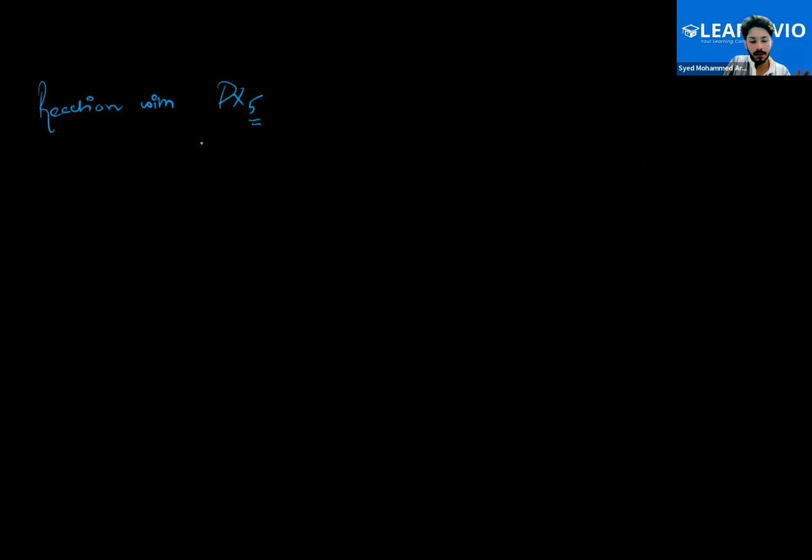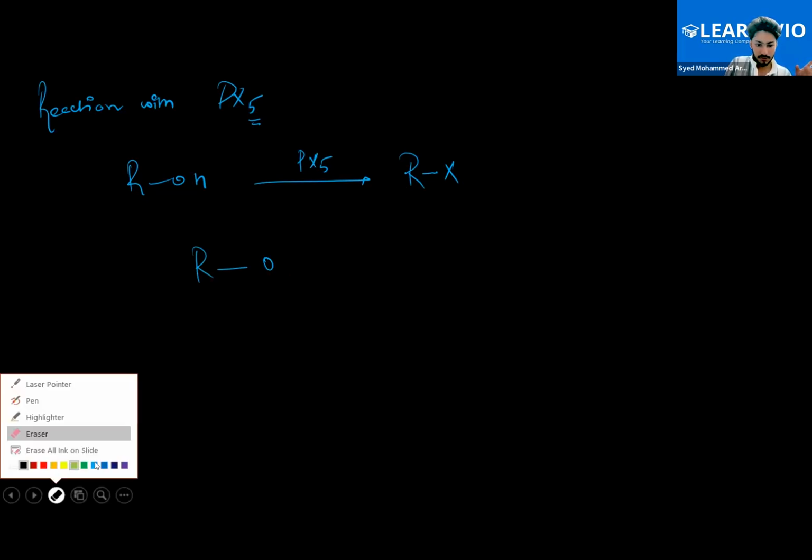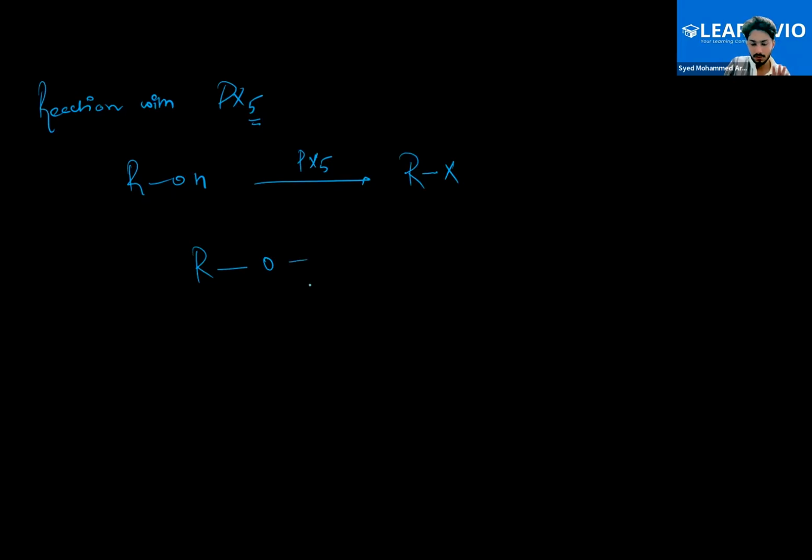Okay. So in PX5, my ROH is there. And if you react with PX5, what will happen? Again, the same thing. RX will form again. And what are the byproducts? Again, there is a trick. The trick will be this, like this. There is no logic there. This is a simple trick that you need to know.